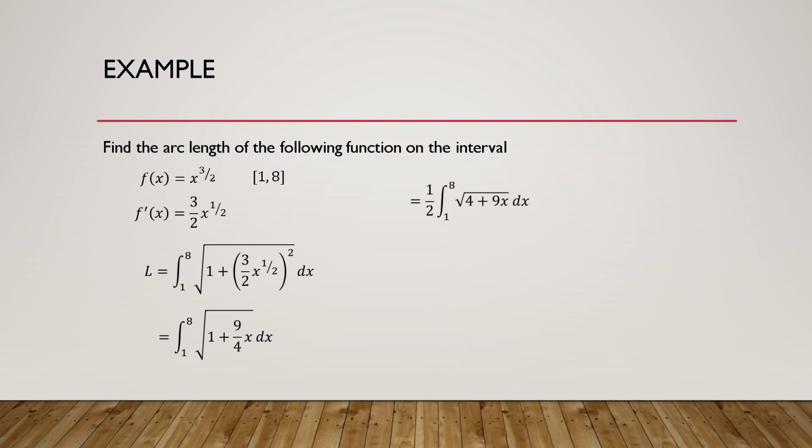If we factor 1/4 out of the binomial, it can be removed from the radical as 1/2 and moved outside the integral as a constant. To simplify the integration, we let u equal 4 plus 9x and du equal 9 dx. When u replaces x inside the integral, the boundaries must also change. So we solve u equals 4 plus 9x for 1 and 8. For the lower limit, we set x equal to 1, meaning u will equal 13. On the upper boundary, x equals 8, so u equals 76 for the new upper limit of the integral.